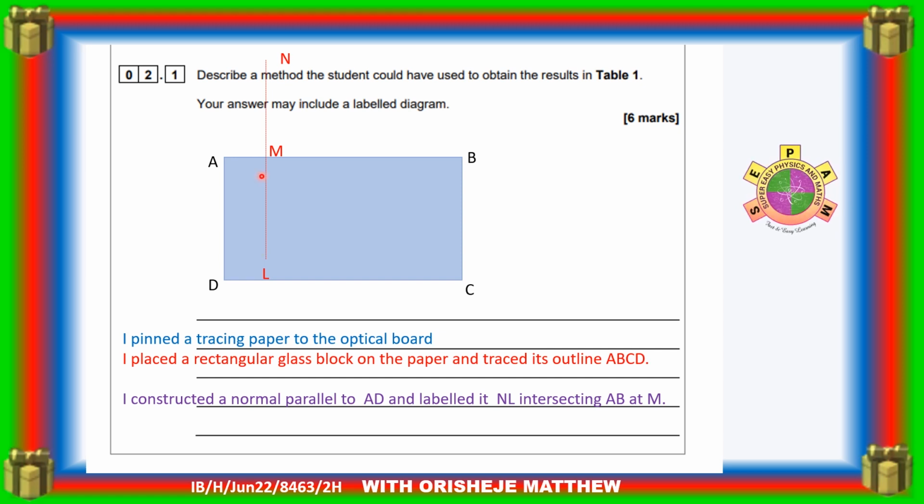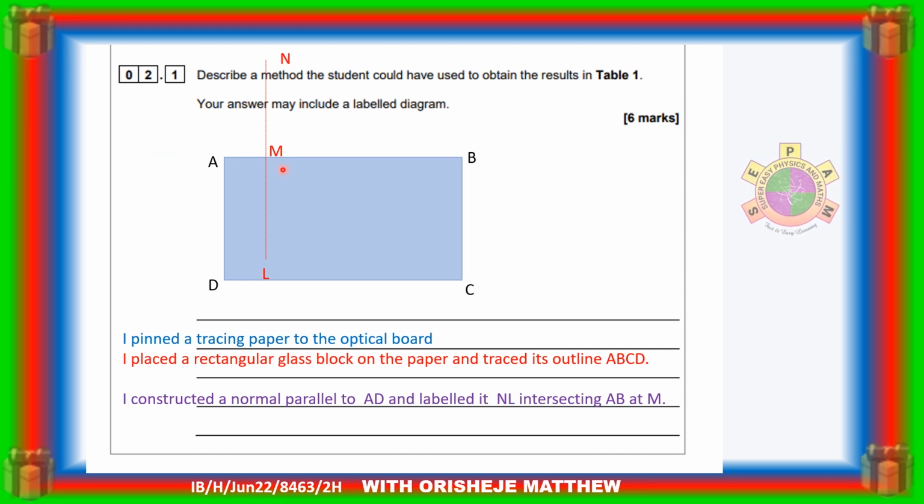Then after that, for you to have a perfect perpendicular line as a normal, you use your protractor to measure the angle 90 at this point. So you are measuring angle NMA, it has to be 90 degrees for your normal to be correct.